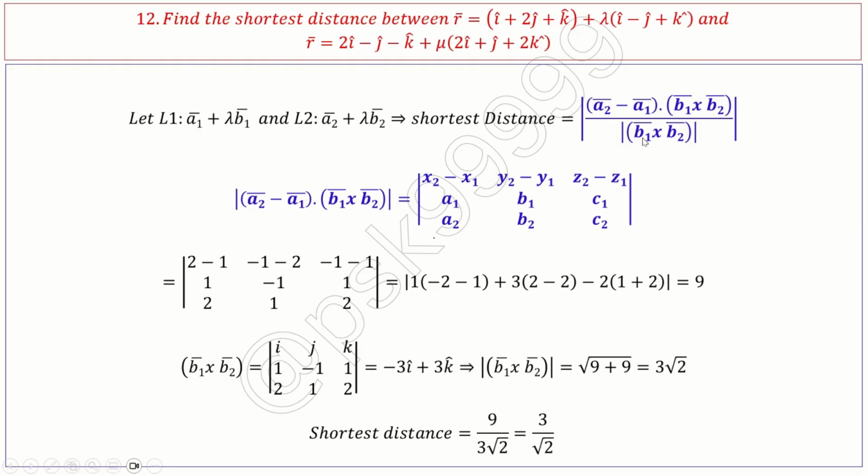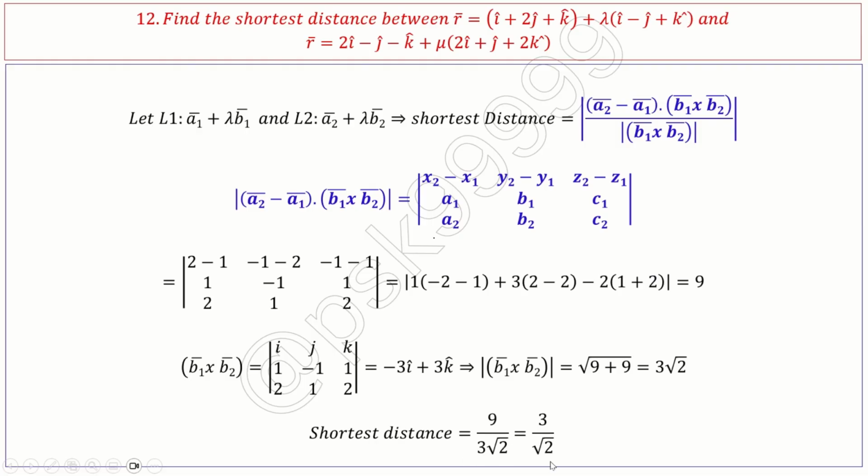Then at the bottom I need to find the modulus of b1 cross b2. I will get b1 cross b2 from the determinant with i, j, k in the first row. That is nothing but minus 3j plus 3k. So its modulus is 3 root 2. So the shortest distance is 9 divided by 3 root 2, which is 3 by root 2.